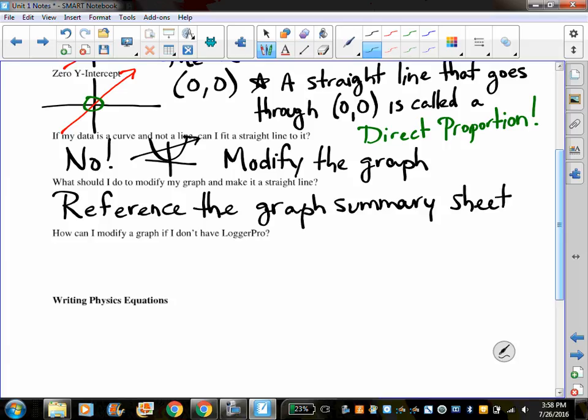That has all the different curves that we could possibly see in this class and what you need to do in order to replot the data and turn that curve into a straight line. Now we are going to do that in class most of the time using LoggerPro, but what if you're doing this at home or during study hall and you don't have LoggerPro? Well, you can use your graphing calculator in order to do this.